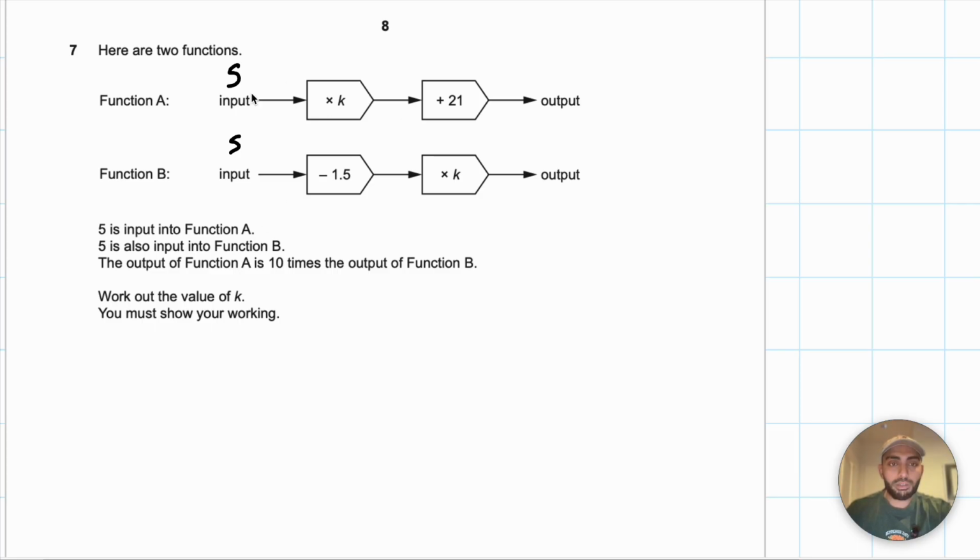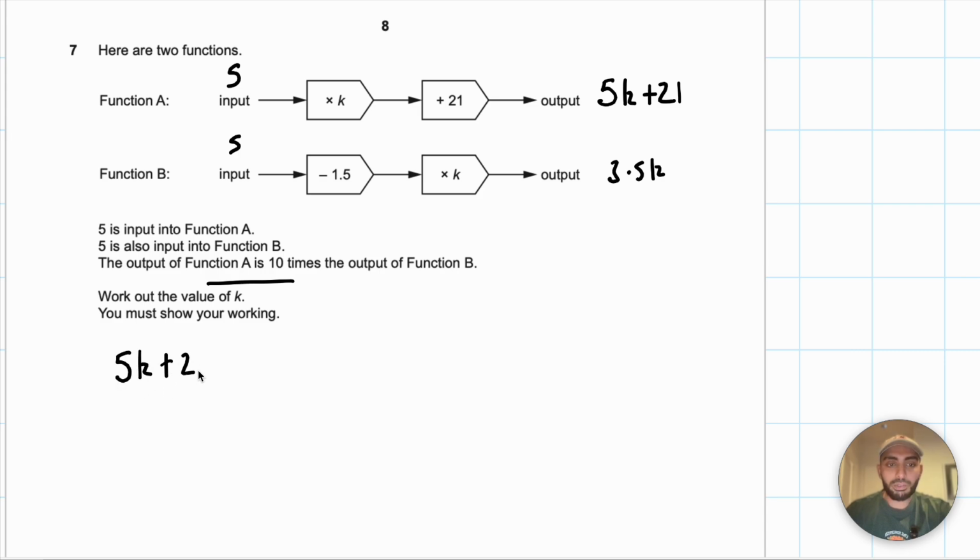So if I input this, what would I get? I got 5 times k, which is 5k, and 21 is just plus 21. 5 take away 1.5 is 3.5, and 3.5 times k is 3.5k. Because it's told me that this one is going to be 10 times bigger than this one, I can write them equal to each other, but I need to multiply the bottom one by 10.